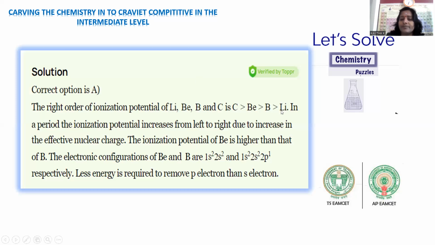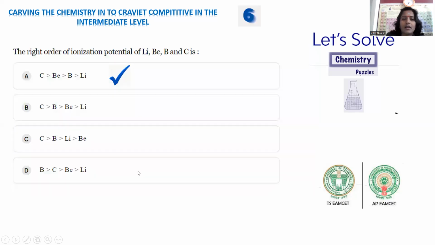That is the reason why the highest is given for carbon, and next followed by beryllium, and next by boron, and the least is accorded for lithium. This is the way we can explain the ionization enthalpy periodic trends in a given period. Actually, it must be carbon, boron, beryllium, lithium. Rather, it will be slightly swapped: carbon, beryllium, boron, and lithium. The reason for the shifting of these two atoms' positions is explained by the completely filled electronic configuration of beryllium, which is more stable to remove the electron, so it has a higher value than boron.